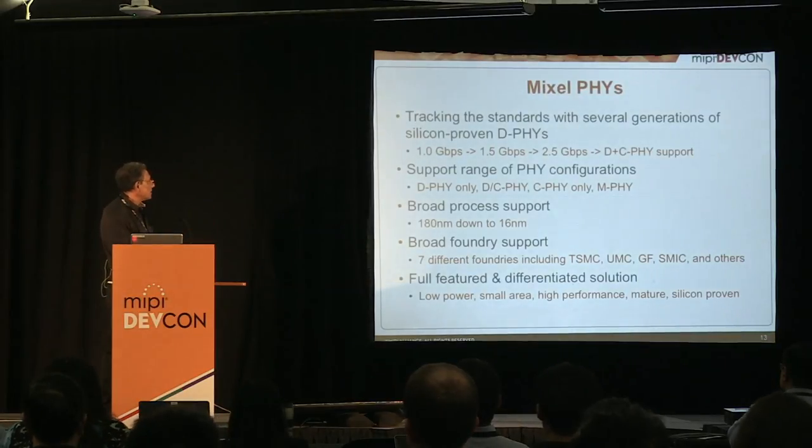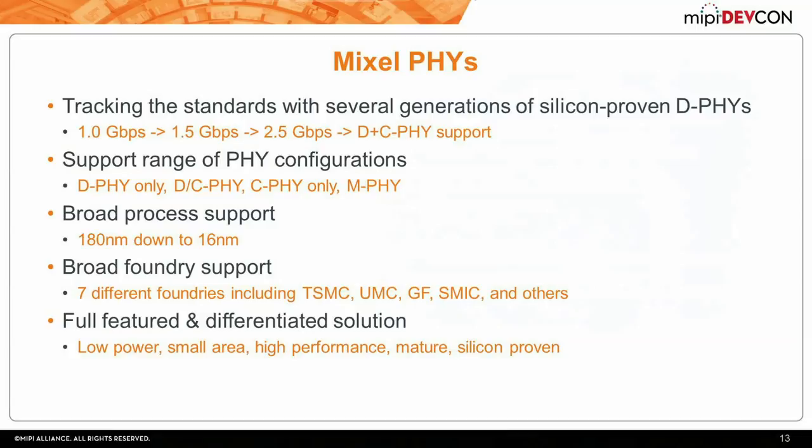So just spend a minute here talking about the Mixel IP and what they support. We do have a full portfolio for D-PHY, C-PHY, and M-PHY. We have been supporting MIPI PHYs for over 10 years now. We started at 1.8 gig for the D-PHY, and currently we are at 2.5 gig. We also have a D-PHY only and a C-PHY D-PHY combo.